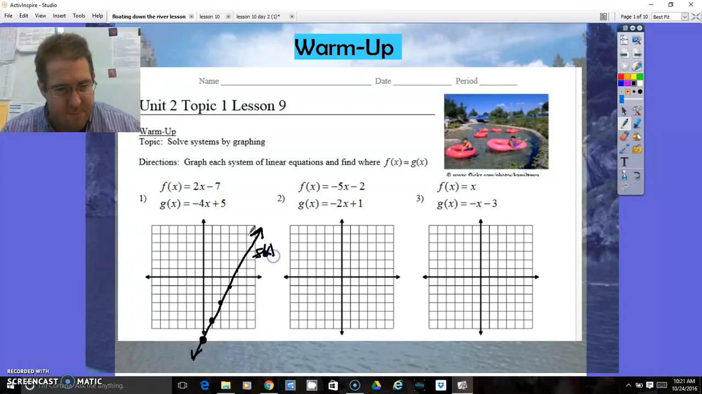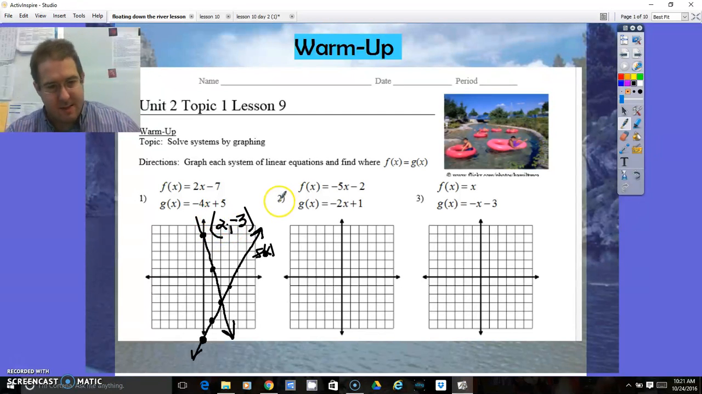Now let's do the same for g of x. It starts at 5. This time it decreases by 4. There we go. There's the point. So it looks like the answer is at 2, negative 3. 2, negative 3 is the point in which they are exactly the same. So if x is 2 and the answer is negative 3, both equations satisfy that. So that's basically what it's saying.